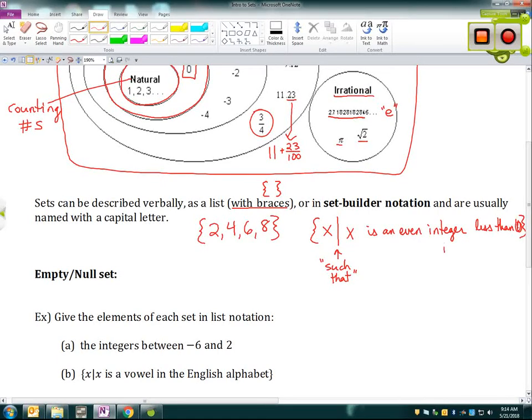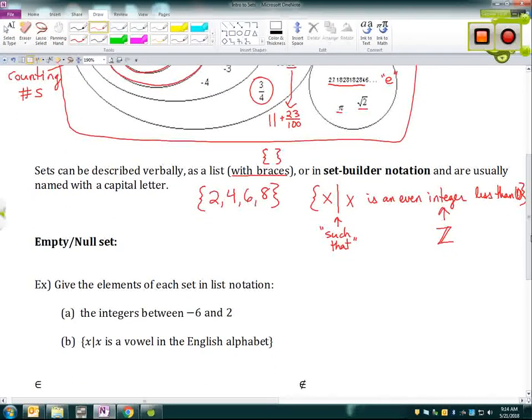And we do have some other symbols that you may see. The symbol for integer is a script Z. So if you see a capital Z or kind of maybe a curly-ish Z, then it's talking about all of the integers. So it's the set of x such that x is an even integer less than 10. One more thing about these sets, it does not matter the order we list them in. So the set 2, 4, 6, 8 is exactly the same as the set 6, 4, 2, 8.